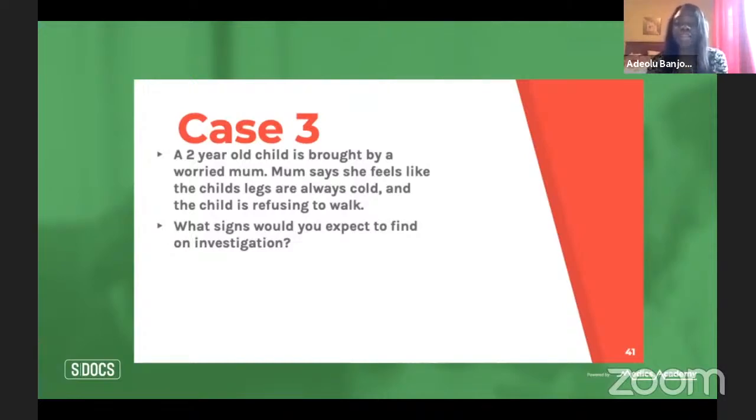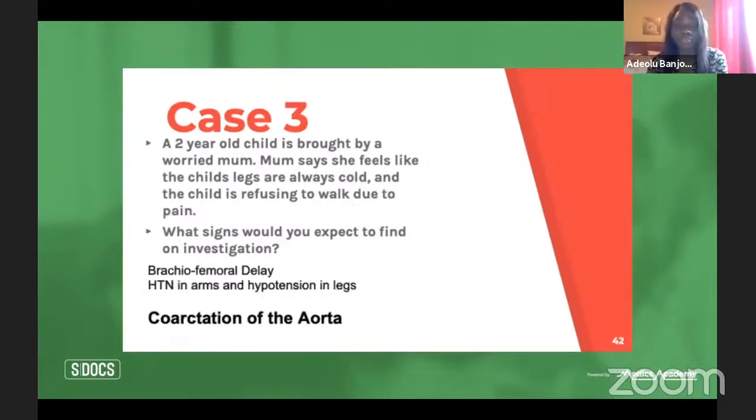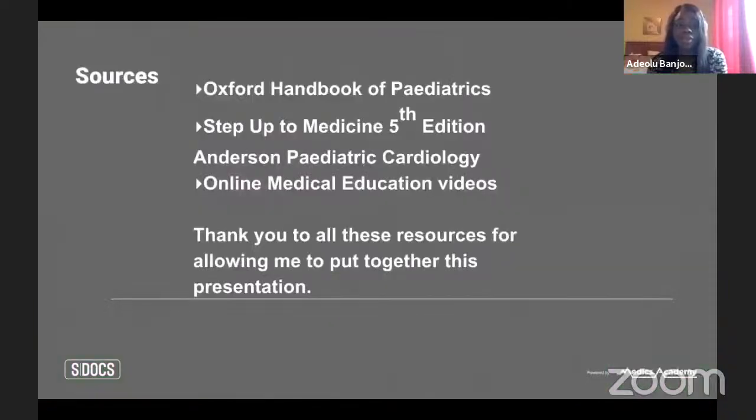So one thing you'd want to at least have on your differential list is a coarctation of the aorta. For signs that you would expect to find on investigation, you would have a brachiofemoral delay, again, just feeling that brachial pulse and comparing it to the femoral pulse. And you would also find hypertension in the arms and hypotension in the legs. So that is the end of the congenital heart disease teach.